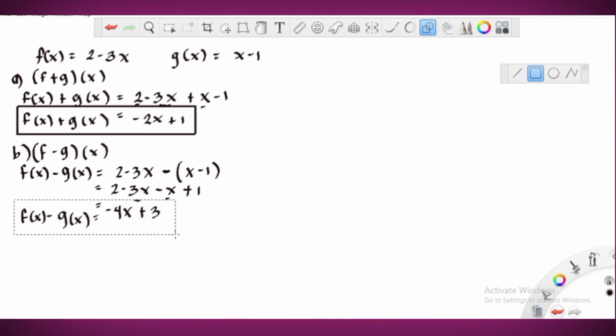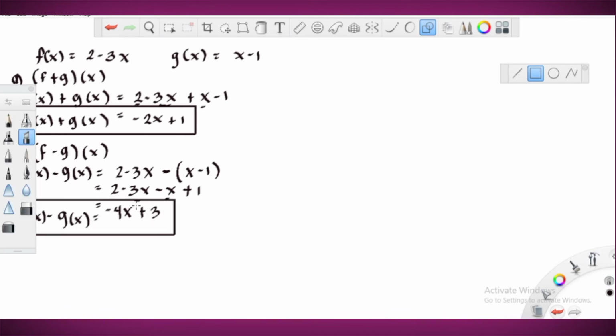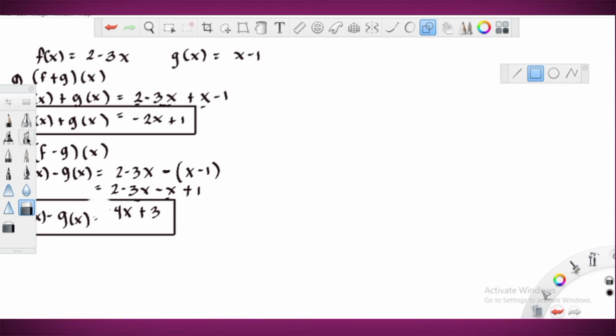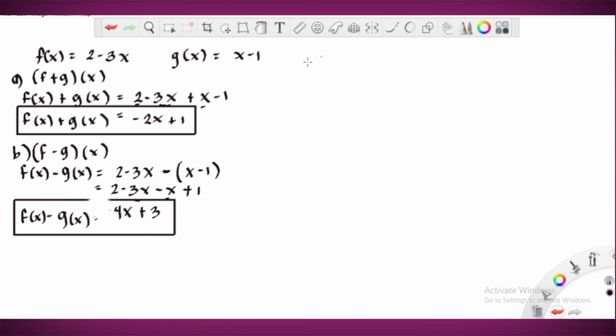Let's put inside the parentheses. Okay, nadoble po natin yung equal sign. Sige, burahin natin. Okay, baka malito yung iba. Burahin. Okay, but ayaw makuha yung eraser. Ayan. Ang laki nung na-erase. Okay, hayaan na po natin. Let's get the marker again. So, f of x minus g of x is equal to negative 4x plus 3.